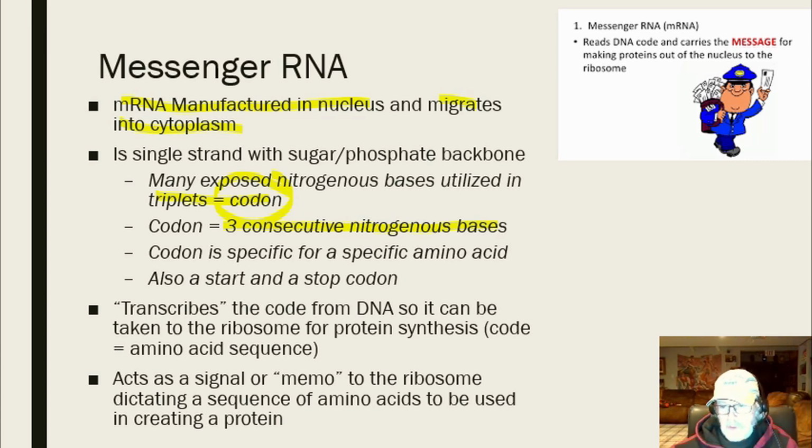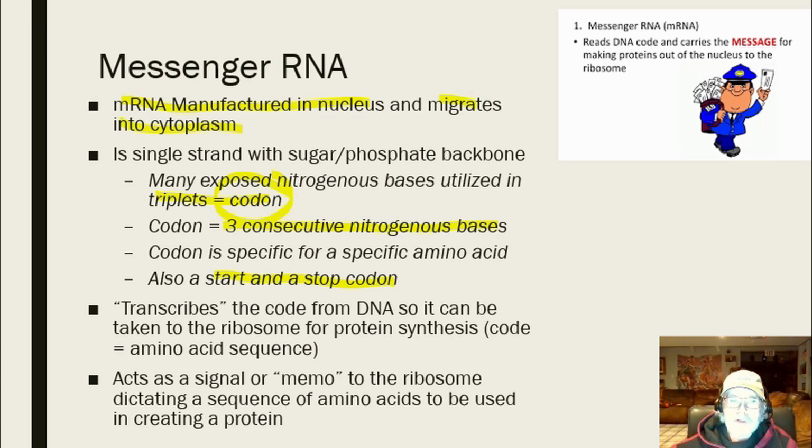Now, what does that codon mean? Each amino acid has a special codon name. So there's a codon for each specific amino acid. There's also what's called a start codon and a stop codon, and that's going to be a little apparent, but probably more apparent in our next discussion.